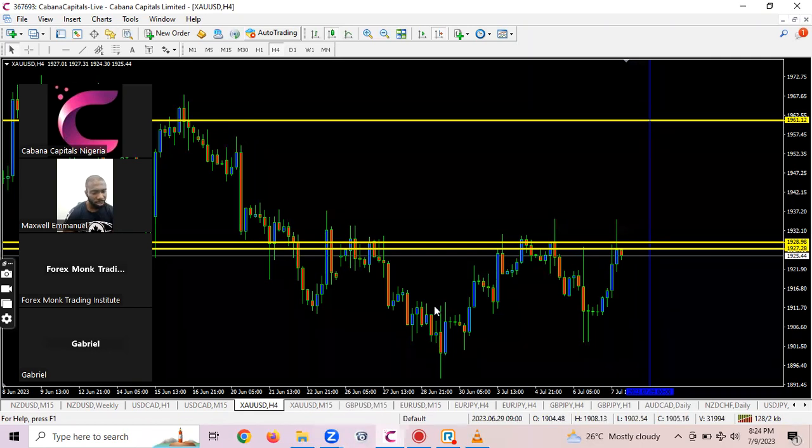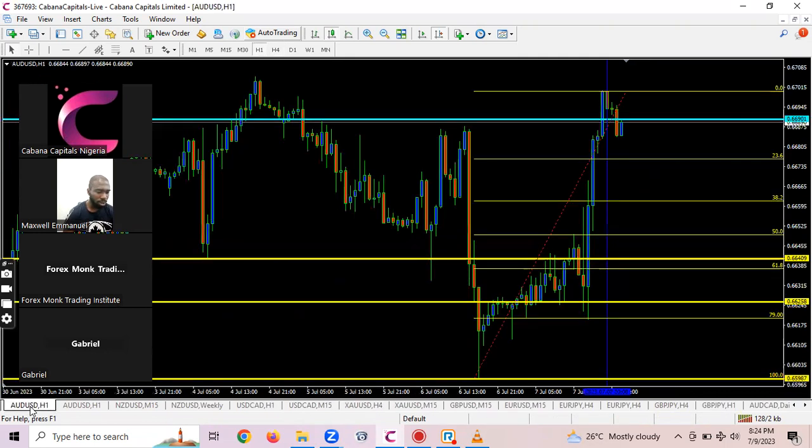GBP USD, Euro USD, Australian dollar USD, New Zealand USD are positively correlated. So if we are looking for buy setups on GBP USD, you should expect bullish move on Australian dollar USD, New Zealand USD, and Euro USD. Look at the charts, you'll see that the formation on these charts are the same.